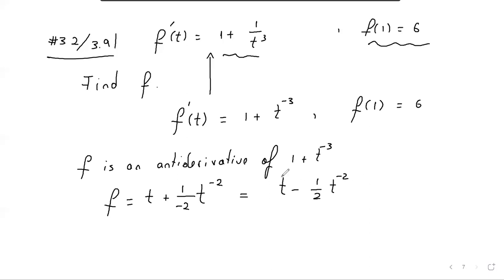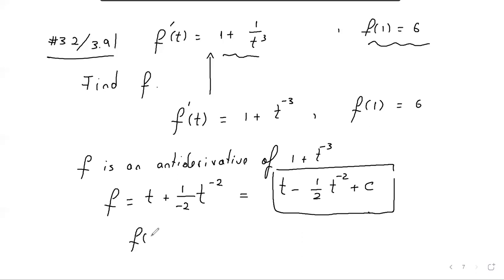Would we be able to say that this is our function? So remember, no, because if we calculate f of 1, we will see that f of 1 is 1 minus 1/2 times 1, and 1 minus 1/2 is not good. F of 1 has to be 6. So here's the trick, folks. We need that constant c. That's going to be the trick here.